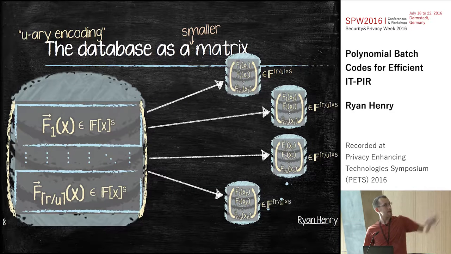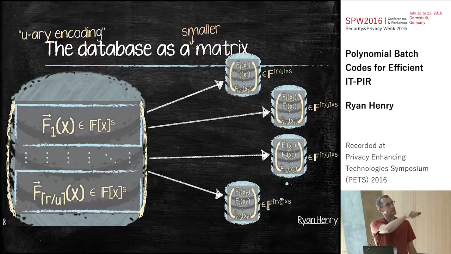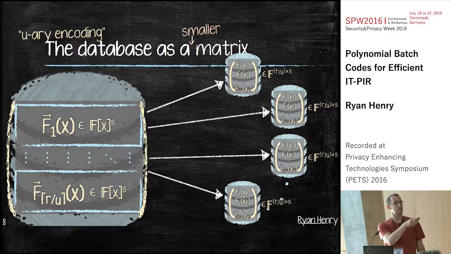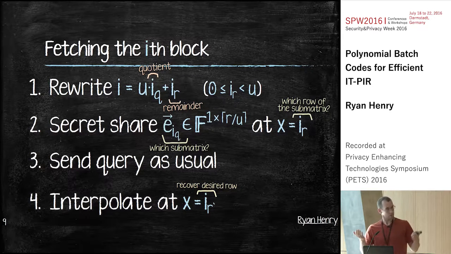We're going to take this matrix of polynomials, and rather than handing out the entire matrix to each of the servers, we're going to evaluate it and hand out evaluations to the servers. The first server is going to have this whole matrix evaluated at some x-coordinate. The second server is going to have it evaluated at some other x-coordinate, and so on. And so now each of the servers, rather than holding an R by S replica of the matrix, holds an R over U by S matrix of scalars. So this is much smaller, at least half the size if you set U equals 2, and even smaller if you set U higher.